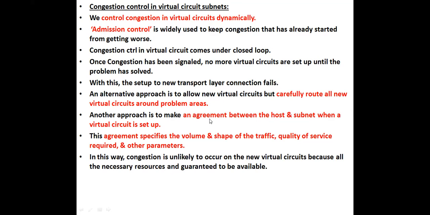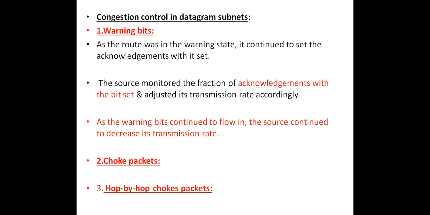And next, whenever there is communication between the two hosts, there should be some agreement between the host and subnet. What is the volume? What is the shape of the traffic? What is the quality of service required? What are the other parameters required for the communication? Those things need to be discussed. There should be an agreement between the host and subnet, and based on that only, the connection needs to be set up.